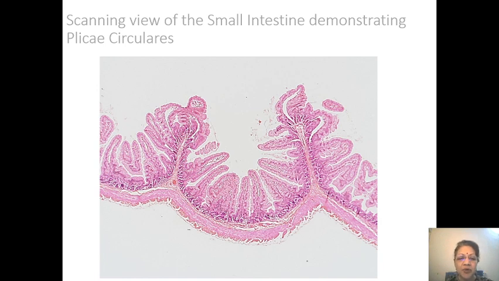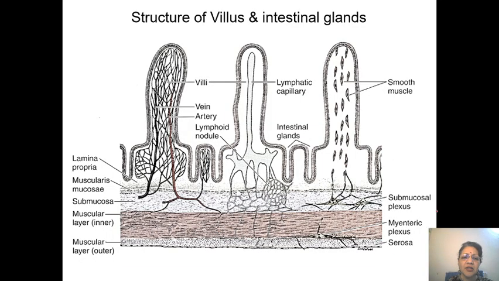So from here to here is mucosa, then there's a little submucosa, then there is inner circular, outer longitudinal, serosa. From here to here is the wall of the small intestine. This is what the plica look like in a scanning view. Now let's look at this. This is an important slide for you to understand. In the stained histology slides, you will not see this much detail, but you must know that it is there, and you must be ready and prepared to discuss it.